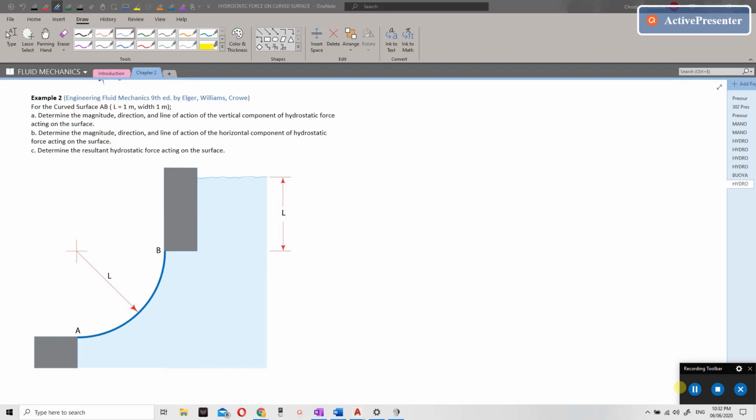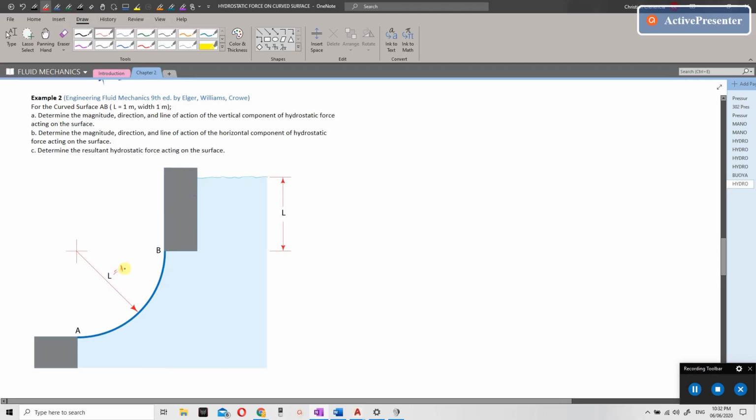Okay, so for the curved surface AB, where L is equal to 1 meter, so this is also 1 meter, and we also have a width of 1 meter. So determine the magnitude, direction, and line of action of the vertical component of hydrostatic force.